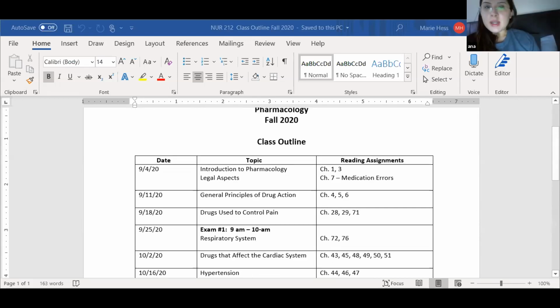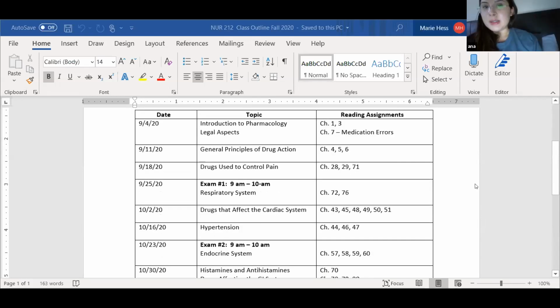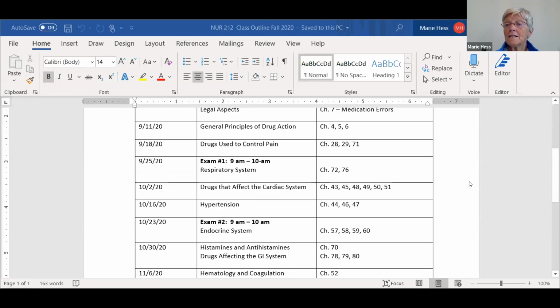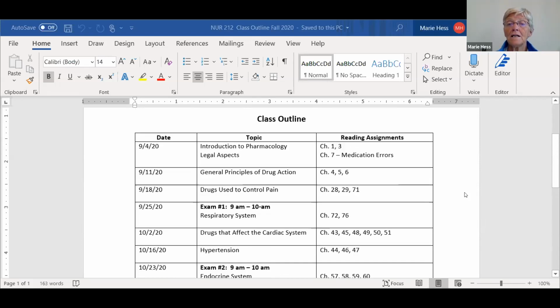Dr. Hess, I was going to ask, yeah, sure. I really like this class outline because I print it out and that's how I keep up with it. I just didn't know for ATI if you're actually wanting that as an assignment, for example the practice ones and the proctored. Whenever you know that, could you add it to this class outline? Sure, I can.